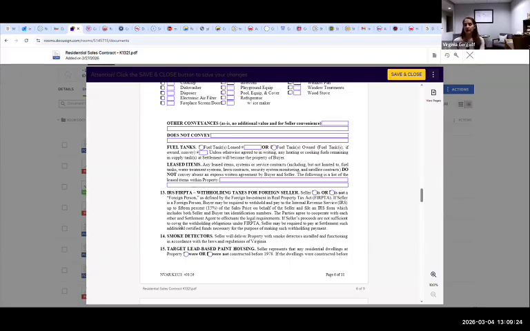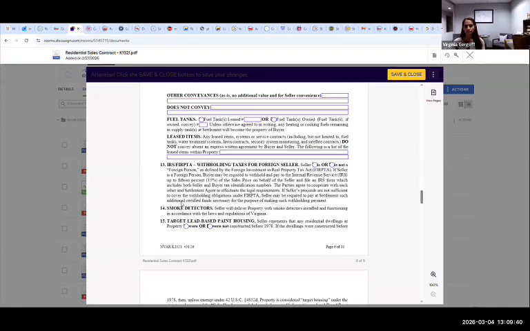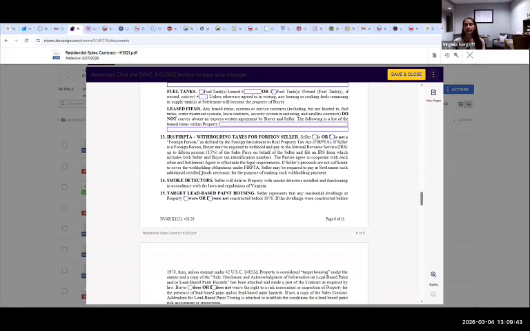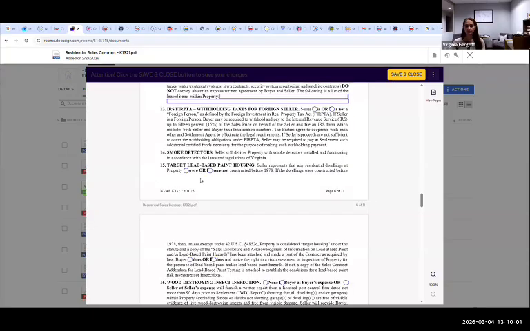If you're not comfortable talking about FIRPTA, just refer the buyer or the seller to the title company. They have a lot of experience. They can deal with it. Don't express an opinion if you're not comfortable, or even if you're comfortable, it's better to direct them to the title company. Smoke detectors. Seller will deliver the property with smoke detectors installed and functioning in accordance with the laws and regulations of Virginia, okay? So the smoke detector not only has to be installed, it has to be functioning, okay? So if it has no battery, you or the seller have to put batteries in the smoke detectors.